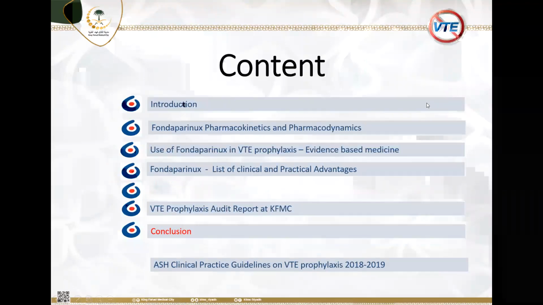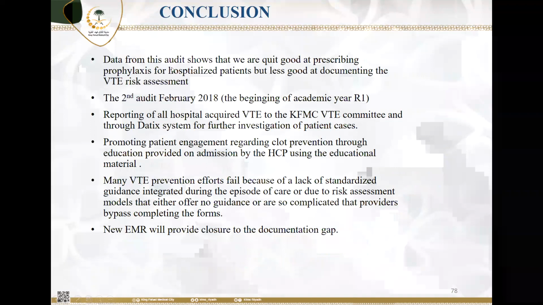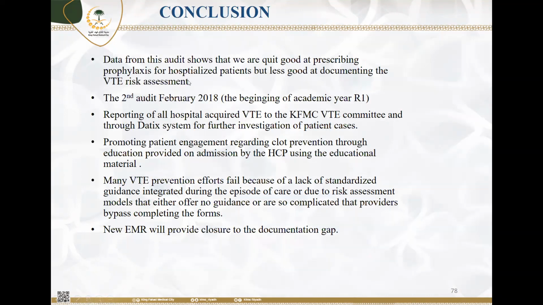So the conclusion: data from this audit shows that we are quite good at prescribing prophylaxis, 95 to 100% for hospitalized patients, but less good at documenting the VTE risk, about 50%. And it's very bad for the main hospital, which is the least, the second worst after the Women's Specialized Hospital.